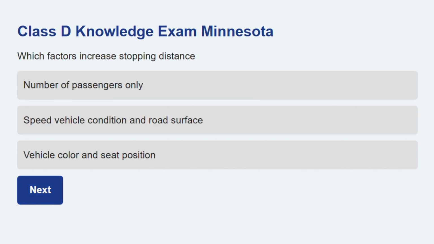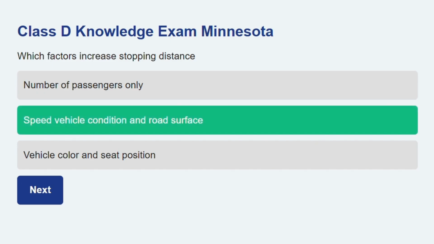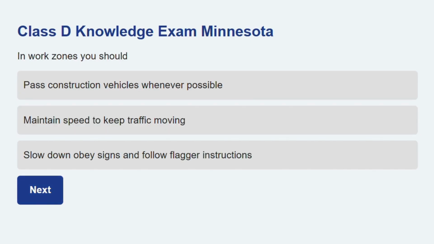Here's another one. Which factors increase stopping distance? Speed, vehicle condition, and road surface. Higher speeds, worn brakes or tires, and wet or icy roads all require more distance to stop safely.